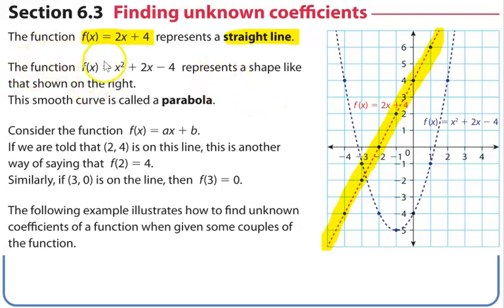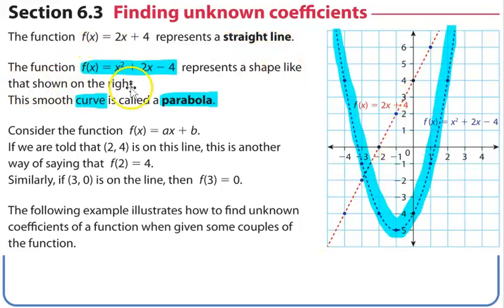The function f of x equals x squared plus 2x minus 4 represents a shape like that shown on the right. This smooth curve is called a parabola. So it's a U-shaped graph. When we have positive x squared, we have a U-shaped graph. If we have negative x squared, we have an N-shaped graph.